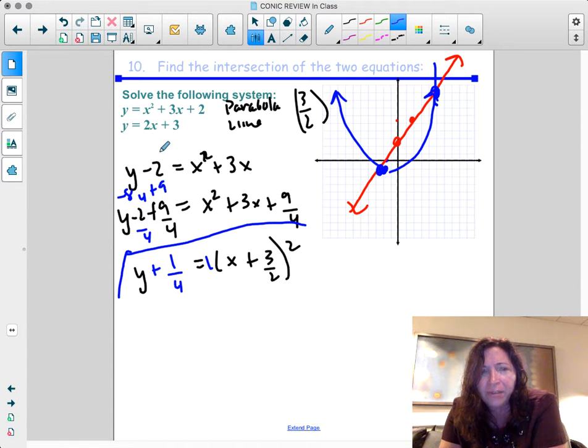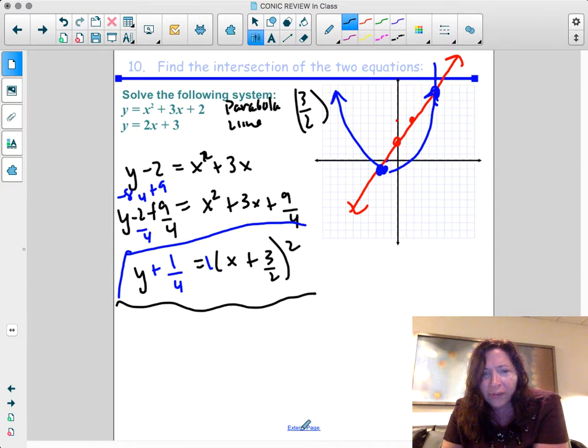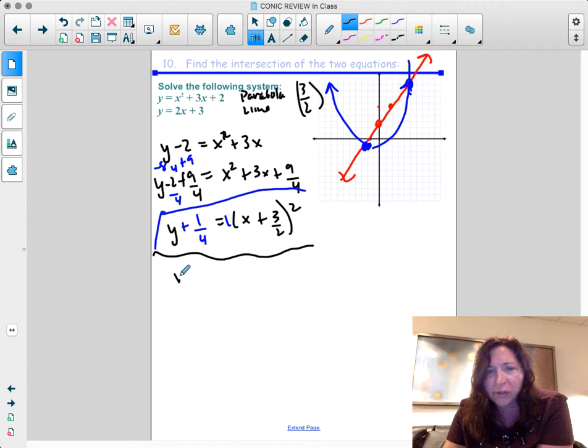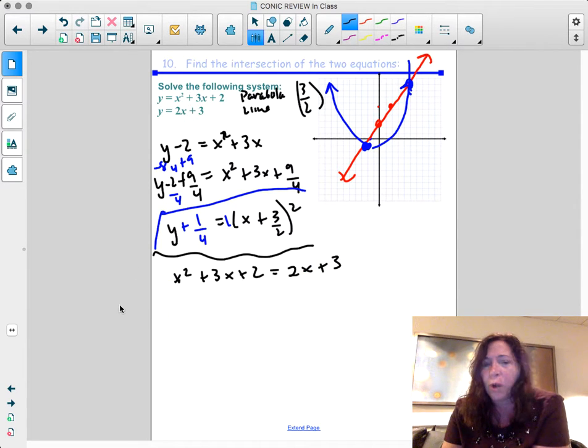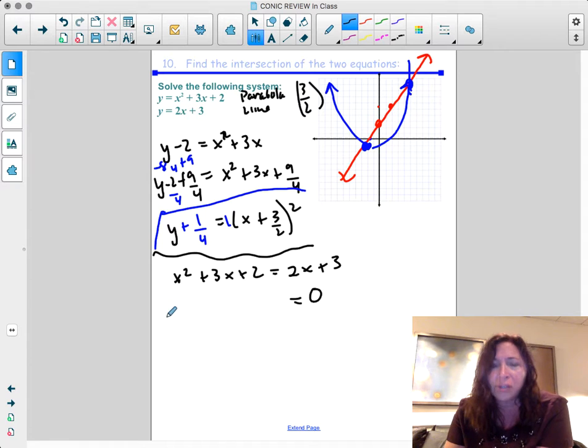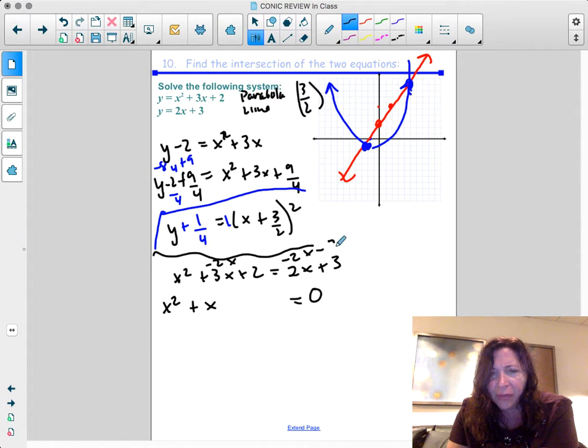To me, this looks pretty straightforward. See how they're both equal to y? I think the simplest method for this is just to set the y's equal to each other. So we're going to solve this algebraically by setting y's equal to each other. We have x squared plus 3x plus 2 is equal to 2x plus 3. I notice that this is quadratic, so I do need to set my quadratic equal to 0. So I have x squared, I'm going to subtract 2x from both sides, and I'm going to get plus x. I'm going to subtract 3 from both sides, and I'm going to get minus 1 equals 0.